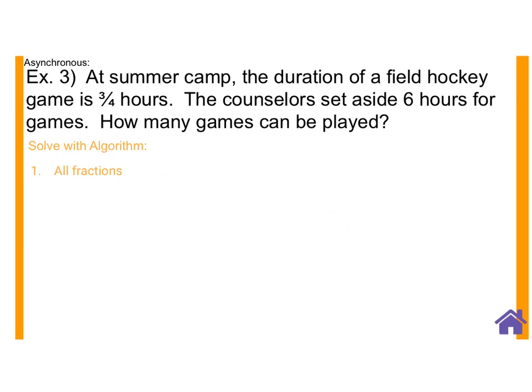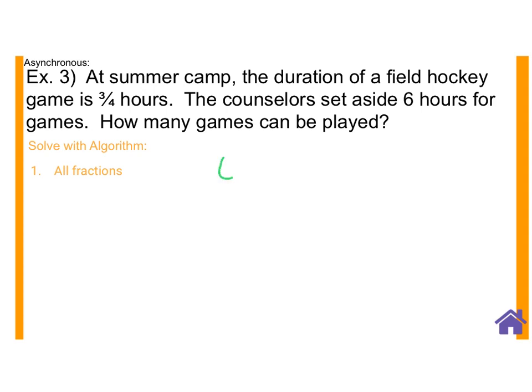Okay, this is example 3. Let's go ahead and read it. At summer camp, the duration of a field hockey game is 3/4 hours. The counselors set aside 6 hours for games. How many games can be played? Looking at our algorithm, the first step is to get everything in fractions. Well, I have 3/4 of an hour and 6 hours. I also need to get it into an expression. So I have a total of 6 hours.